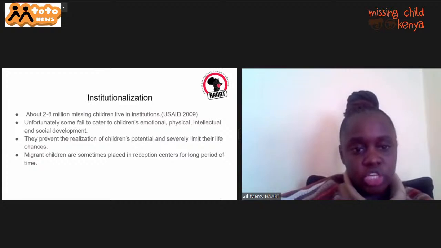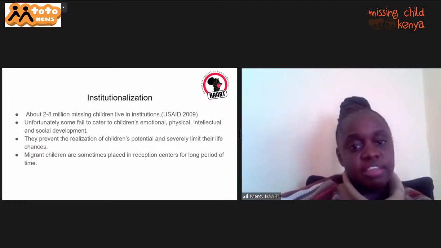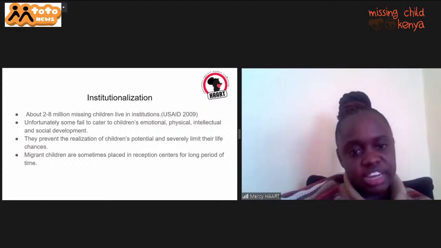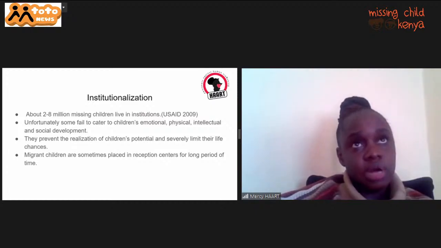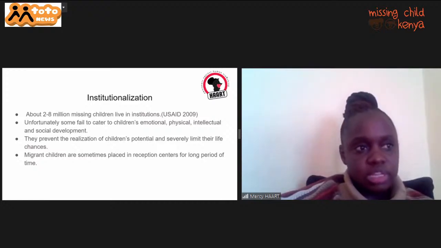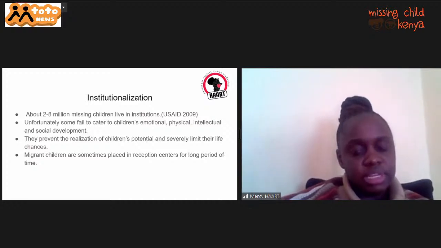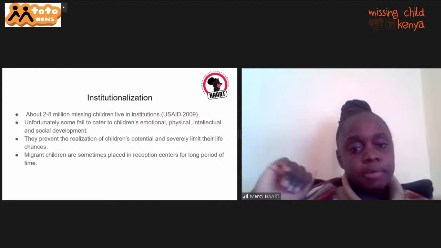Issues around institutionalization of children. By 2009, about 2 to 8 million missing children were living in institutions. And this is because people are not able to trace their families or their caregivers. So these children are left in institutions. Some of the issues that come around institutionalization of children is that the children's needs are not able to be catered for, because we all know that children would love to grow in an environment that is stable. So when the family environment is not present, children are left to suffer from emotional issues, physical and intellectual and sexual development challenges.